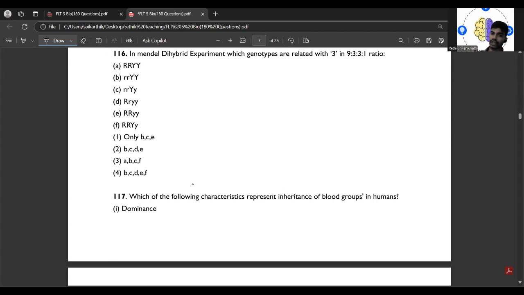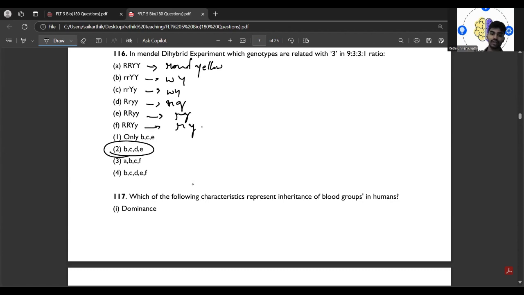In a Mendelian dihybrid experiment, which genotypes are related to the 9 is to 3 is to 3 is to 1 ratio? Which genotype? That would be this one. Because see, what happens? When I'm talking about this, it is round yellow, wrinkled yellow, and this is also wrinkled yellow, and they are round green, and again round green, and they are round yellow. Correct?